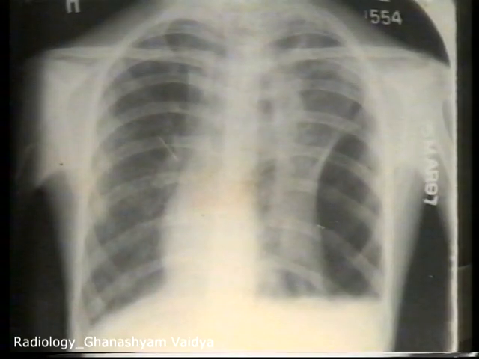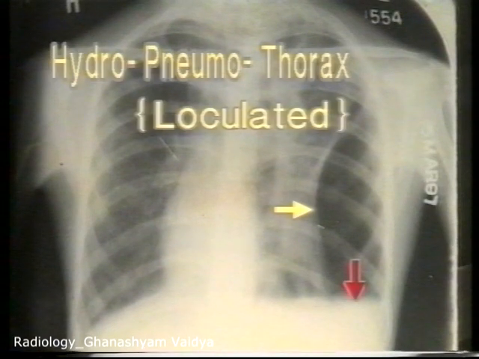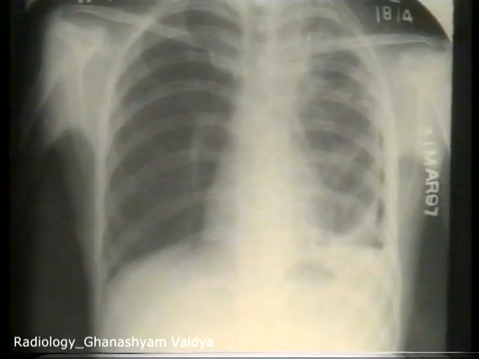Compare it with this X-ray of loculated hydropneumothorax. Note the lung border shown by the yellow arrow, which is not fibrosed. On aspiration, clear fluid and air were aspirated. And in the next X-ray, you will see that the lung has expanded well with only a thin rim of air and small amount of fluid at the bottom.